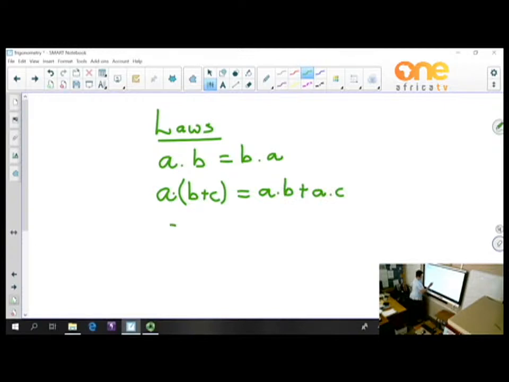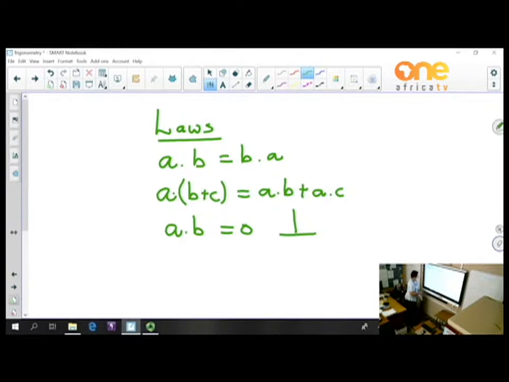What's very important now is the following one. If A dot B is equal to 0, then our vectors are going to be perpendicular. So this is a very important thing that we're going to use here.